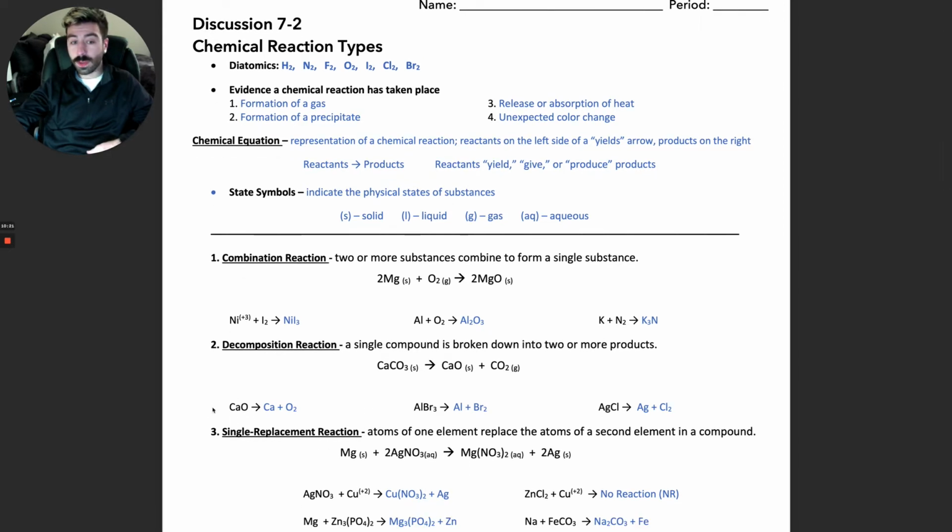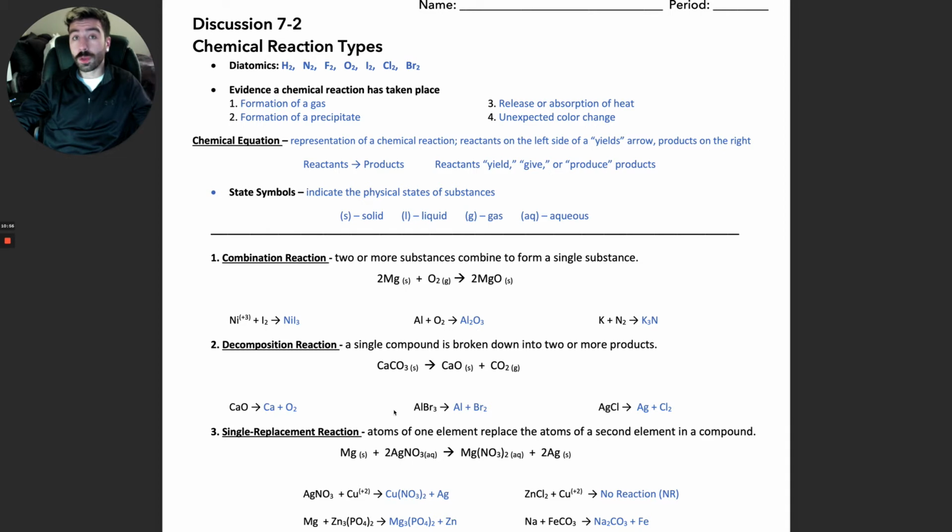Here, if we start with calcium oxide, CaO is calcium oxide, think about the name and think about what that would break up into. Calcium oxide would break up into calcium and oxygen, right? So calcium is Ca, but oxygen is O2 because it's a diatomic, because that's what oxygen is, O2. So calcium oxide breaks up into calcium and oxygen. CaO yields Ca and O2.